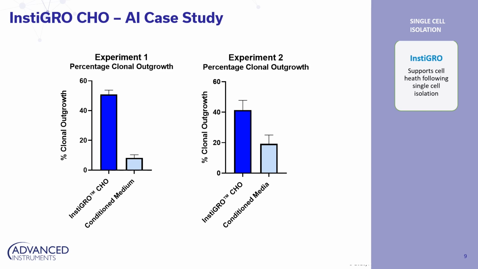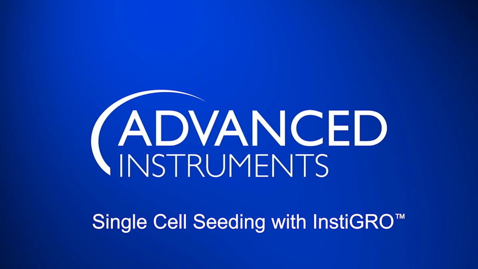Before we move on to our first customer use case of the day, I'd like to share this short video of one of our scientists, Chloe, showcasing how to use InstaGrow for single-cell cloning. In this short video, Chloe will compare the clonal outgrowth with medium supplemented with InstaGrow CHO, versus medium supplemented with conditioned medium. As you'll see, the reagent is really simple to use and partners really nicely with the VIPS Pro single-cell seeder.